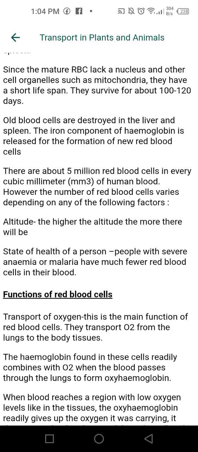There are about 5 million red blood cells in every cubic millimeter, mm3, of human blood. However, the number of red blood cells varies depending on any of the following factors. Altitude: the higher the altitude, the more there will be. State of health of a person: people with severe anemia or malaria have much fewer red blood cells in their blood. Functions of red blood cells. Transport of oxygen.